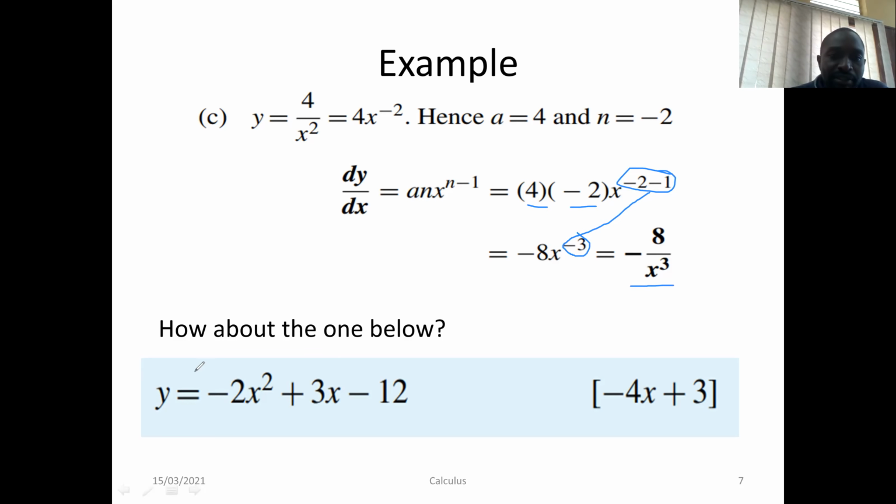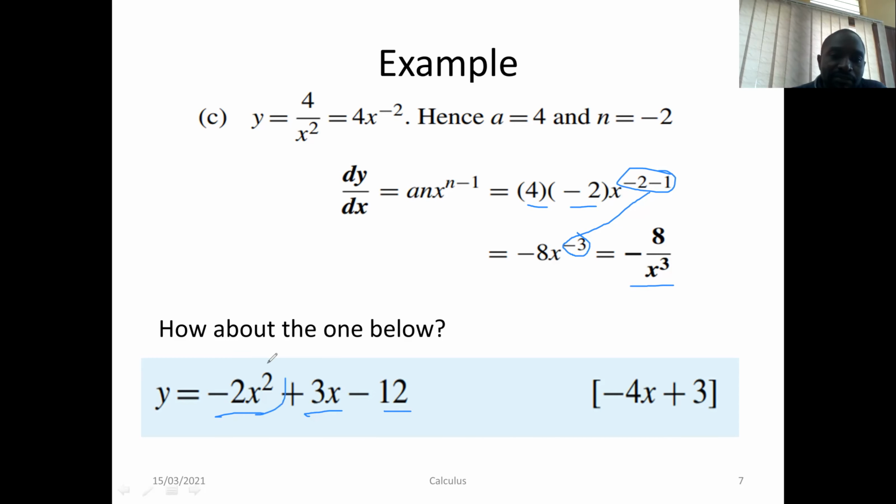We can try now another example which involves more than one term. In this case, we may have y equals minus 2x squared, which is the first term, plus the second term 3x, minus 12, which is a constant here, and the third term. And to differentiate y with respect to x, we do it term by term.